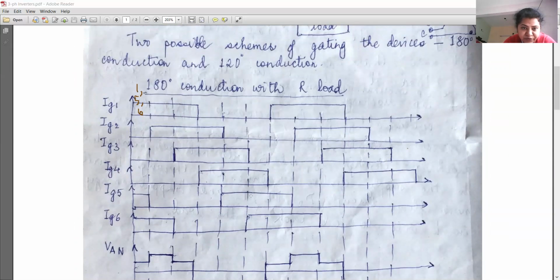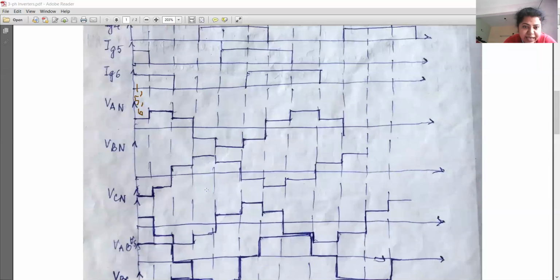So likewise, for each interval, we have 3 devices conducting, and accordingly, we have got the waveforms for VAN, VBN, and VCN.